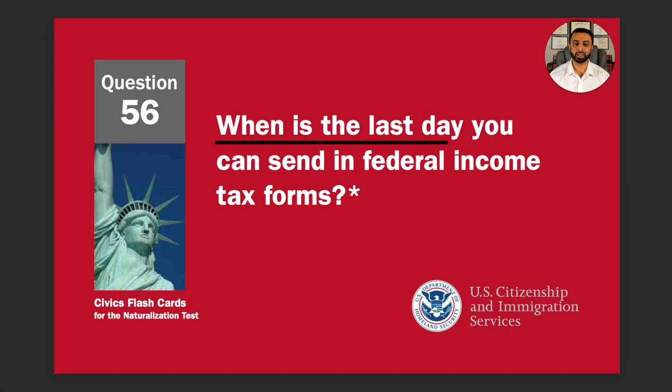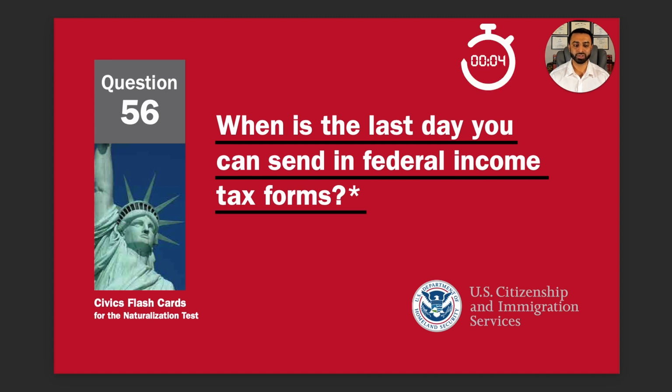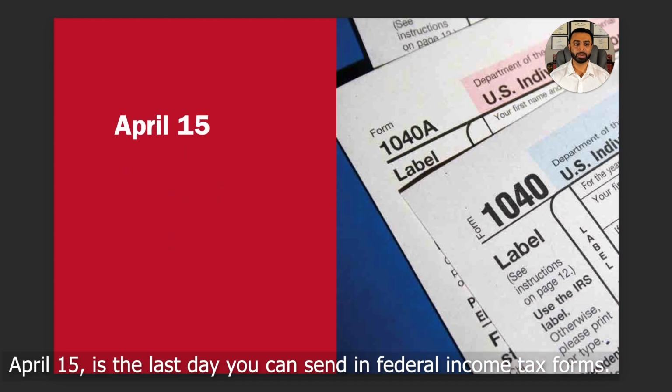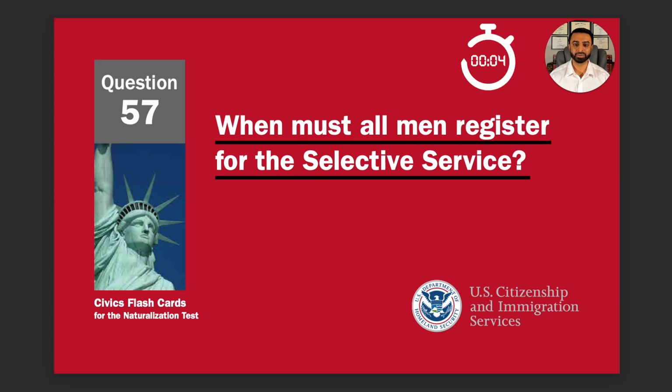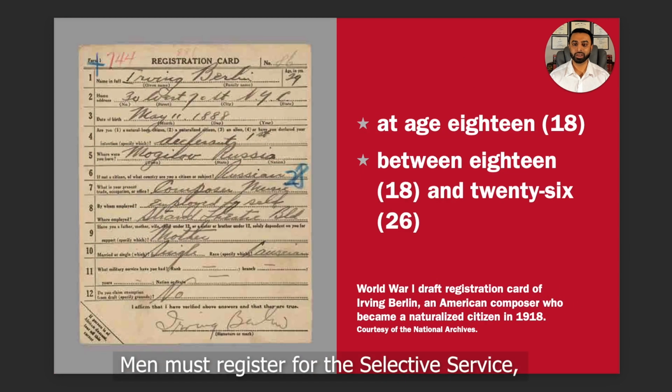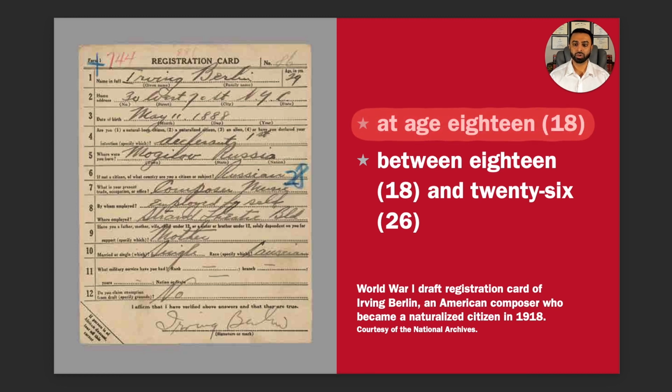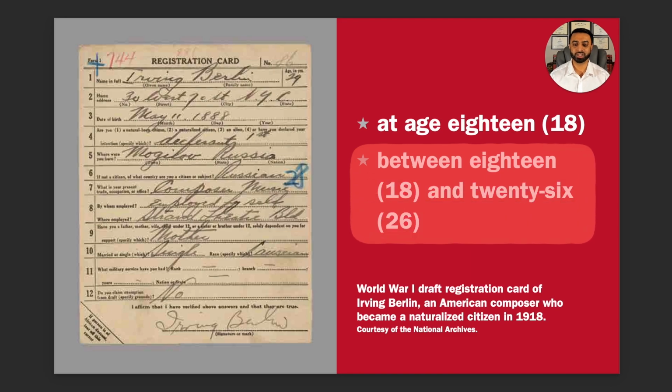When is the last day you can send in federal income tax forms? April 15th is the last day you can send in your federal income tax forms. When must all men register for the Selective Service? Men must register for the Selective Service at age 18 or between 18 and 26.